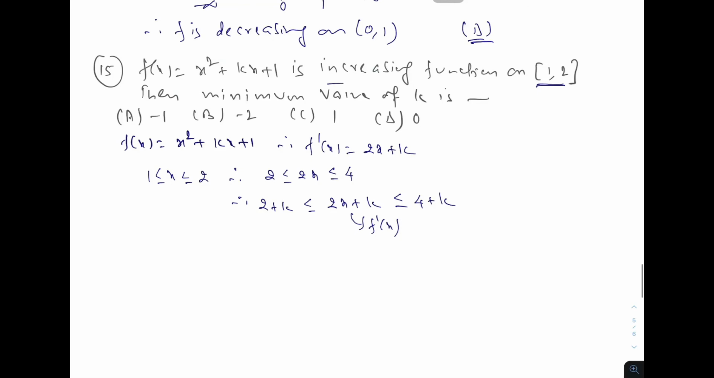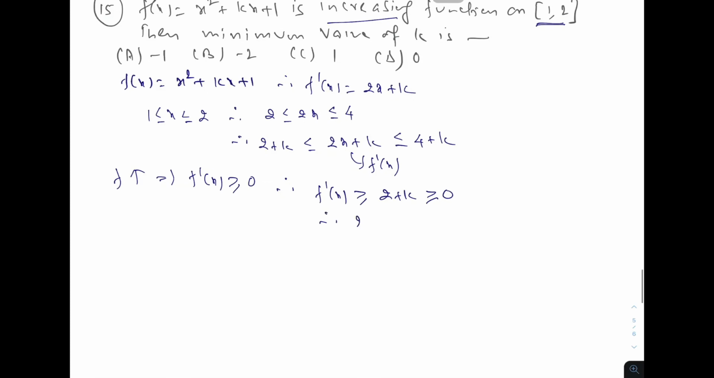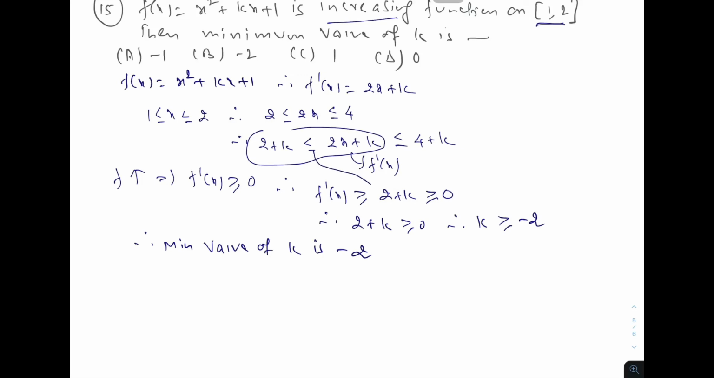Now what the question says is increasing. So f increasing will imply f dash x should be greater than or equal to 0, or you can say f dash x greater than or equal to 2 plus k, and that should be greater than or equal to 0. So therefore 2 plus k greater than or equal to 0, and therefore k should be greater than or equal to minus 2, and therefore minimum value of k is minus 2 as per the required condition. So answer is B option.